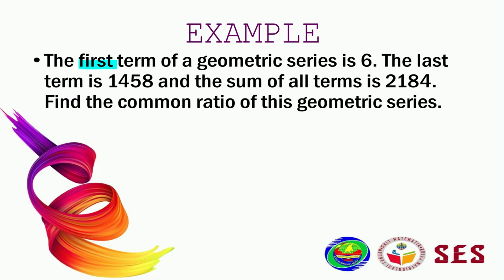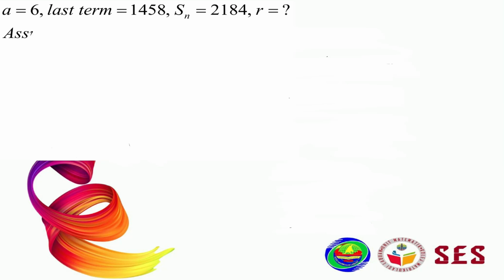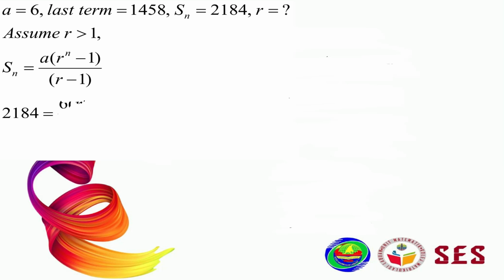Please read the question. From the question, our first term is equal to 6. The last term is equal to 1458. And our Sn is equal to 2184, and we need to find the value of r. We can assume that our r is greater than 1, so we can use the formula a times r to the power of n minus 1 over r minus 1.